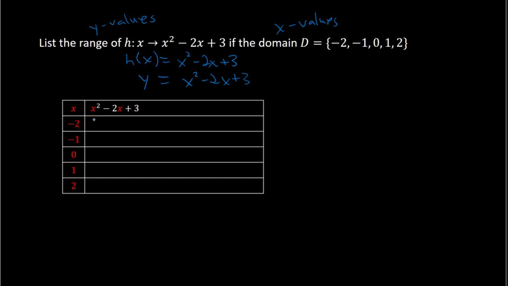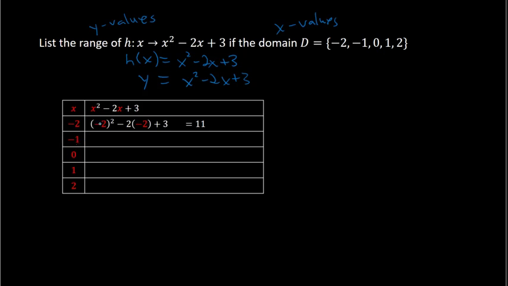So for -2, we're going to have (-2) squared minus 2 times -2 plus 3. All right, (-2) squared is 4. So we have 4, and then -2 times -2 is a plus 4. So 4 plus 4 is 8. 8 plus 3 gives me 11.